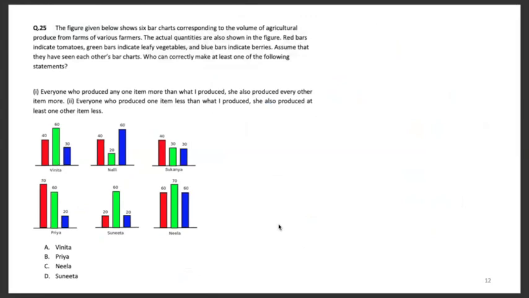In the next question, we are provided with 6 bar charts. They correspond to the volume of agriculture produced from farms of various farmers. The actual quantities are also shown in the figure. The red bar indicates tomatoes, green indicates leafy vegetables, blue indicates berries. Assume that they have seen each other's bar charts. All 6 people have seen each other's bar charts, is what we have to assume. Who can correctly make at least one of the following statements?